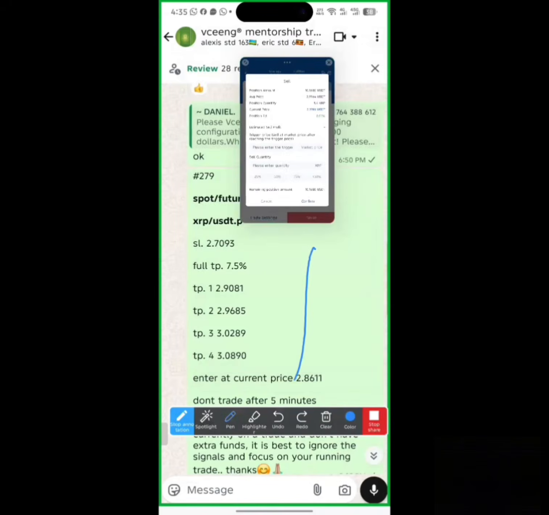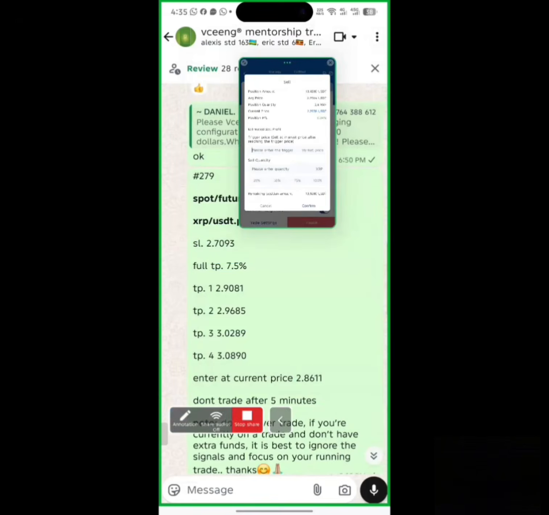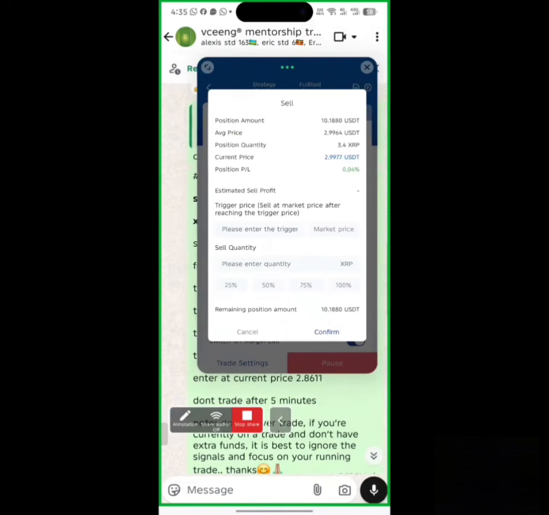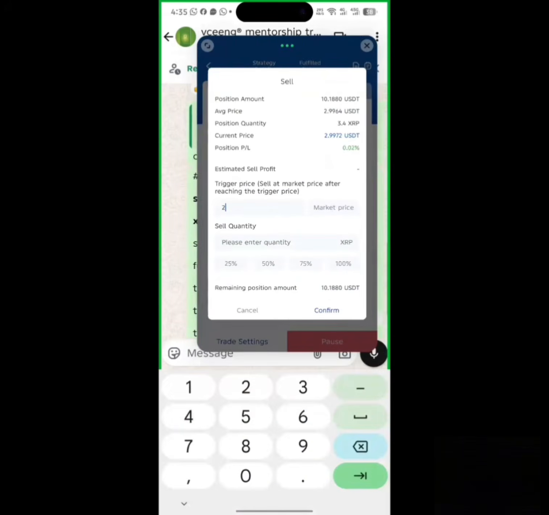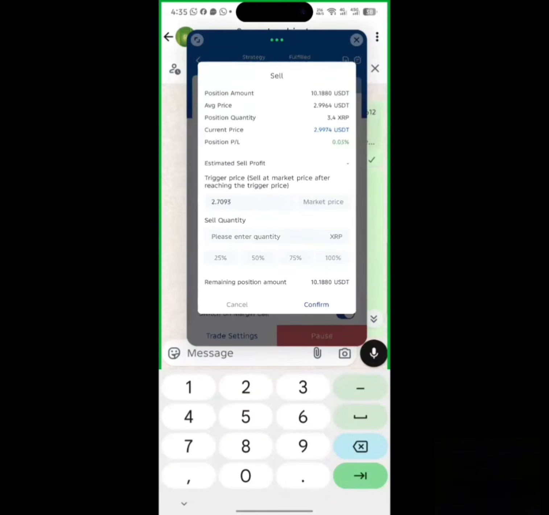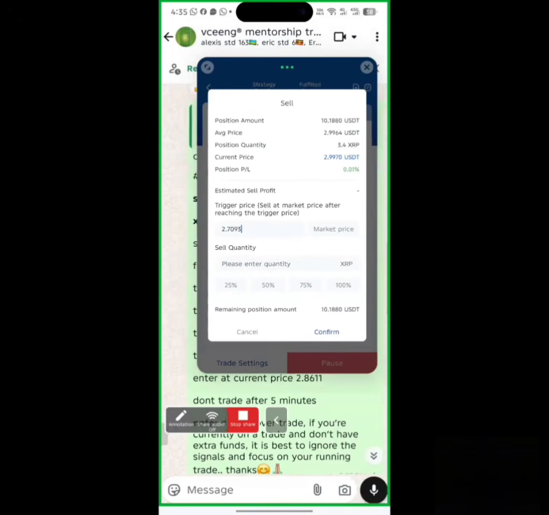The stop loss is 2.7093. Then you come here and you say 2.7093. And after that, you just click on confirm. Okay. You might want to click on 100%. It's not necessary for you to click on this 100%.